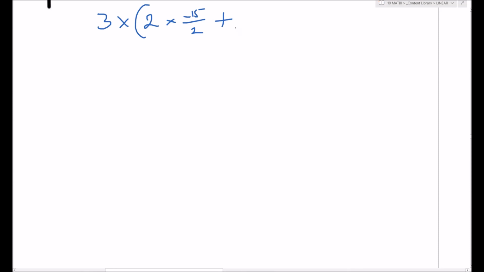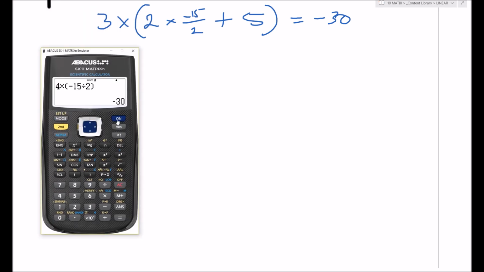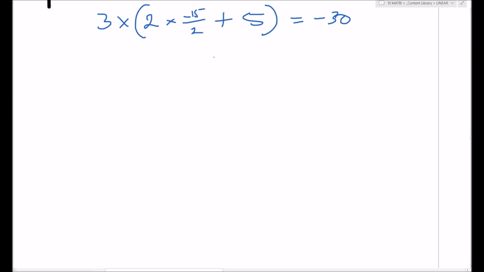So 3 times 2 times negative 15 over 2 plus 5, it should also equal negative 30. So if I put that in my calculator, 3 times 2 times negative 15 divided by 2, and then plus the 5, it should equal negative 30. And that is correct, so equals negative 30. So we got that one right.